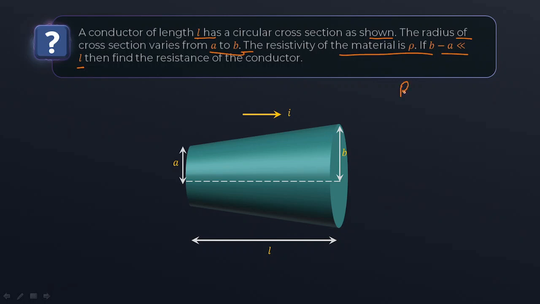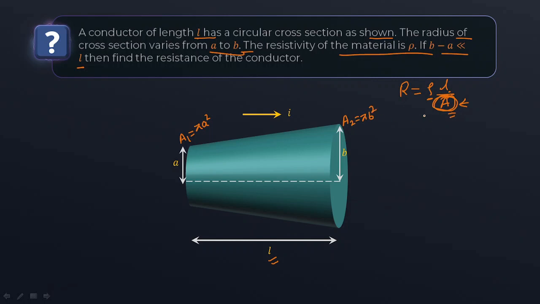So here we have the formula R equals what? Rho L by A. Rho is the resistivity, that is given. L is the length of the wire, that is also given. But the problem is with the area of cross section. If I take the area of cross section at this point, let us say A1, that will come out as pi A square. Here, if I take the area A2, that will be equal to pi B square. So which area should we take?